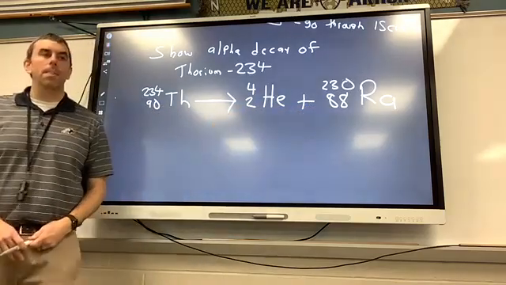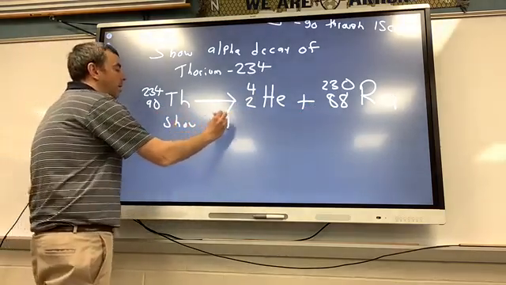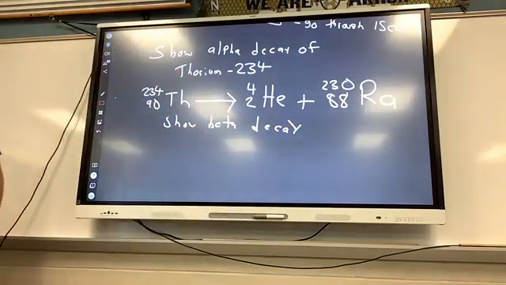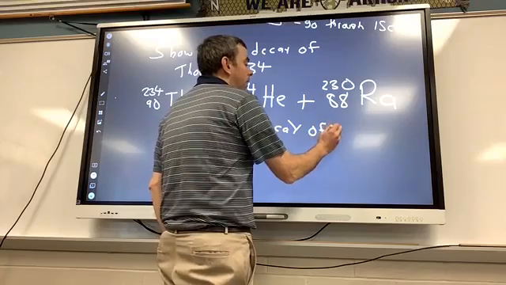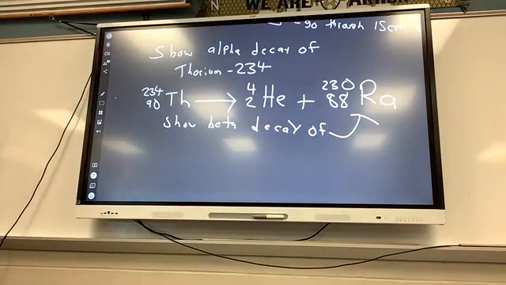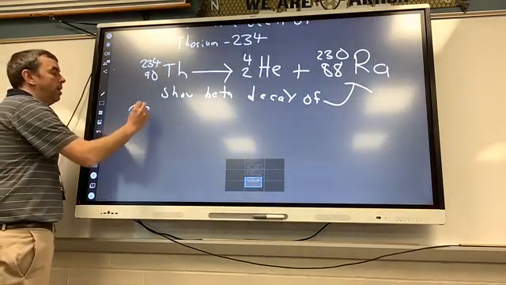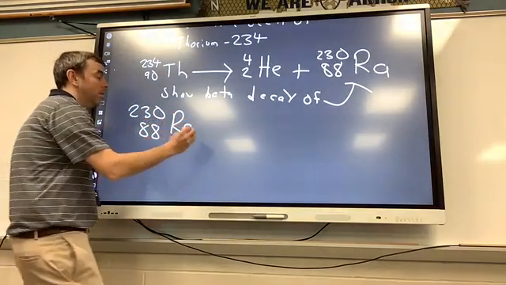Really easy. What if I said, show the beta decay of radium-230? So let's take this radium. We're going to decay what I just got. So show the beta decay of radium-230, 88. So I'm going to have 230, 88, Ra.